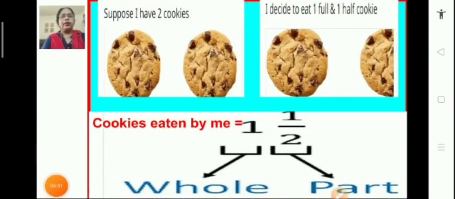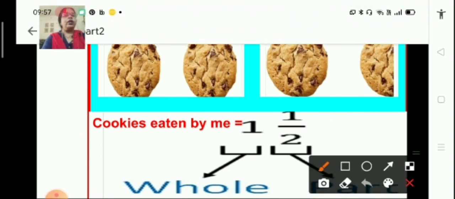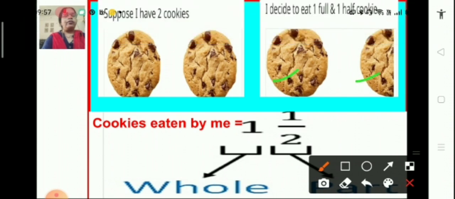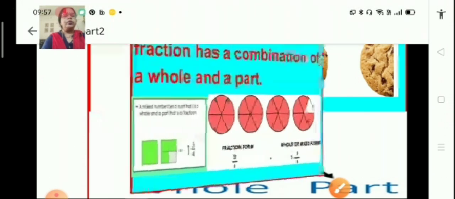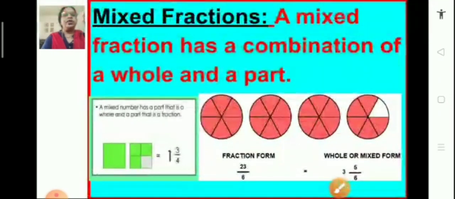Now, mixed fractions. Suppose I have 2 cookies and I want to eat only 1 and half, 1 whole and 1 half. So what is eaten by me is 1 whole and 1 part, which is half. So a mixed fraction has a combination of a whole and a part.